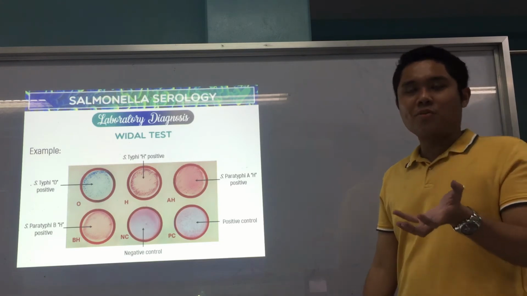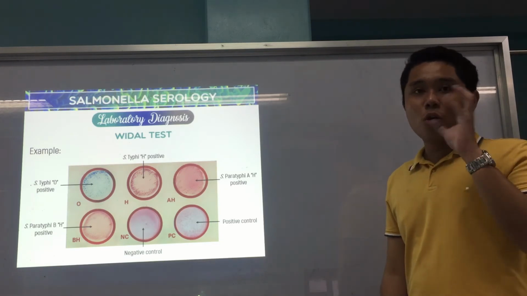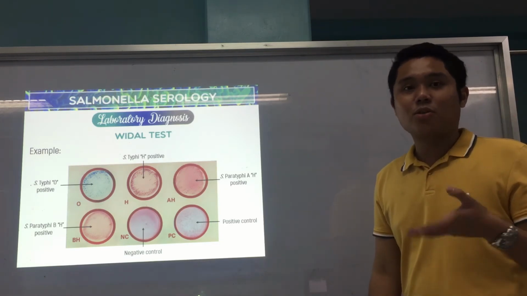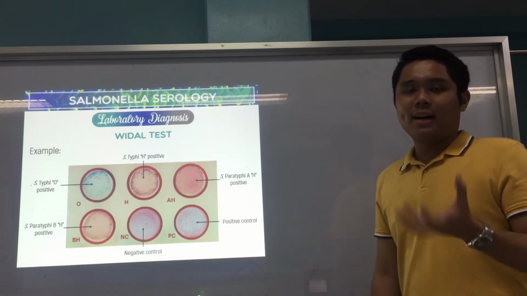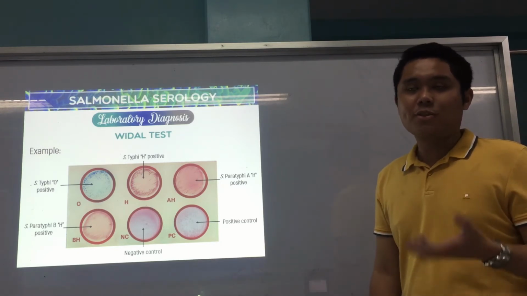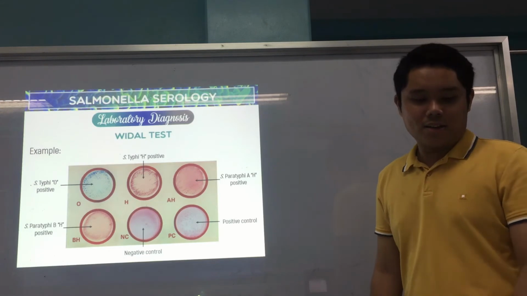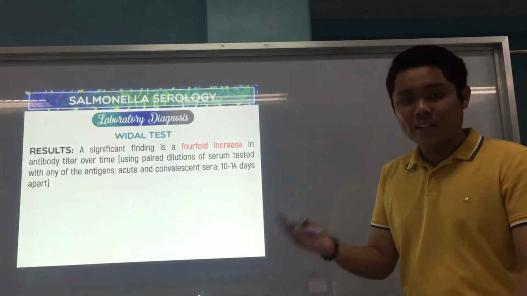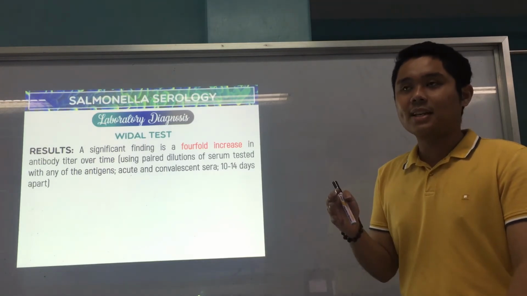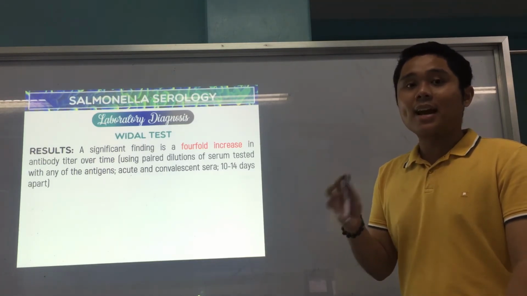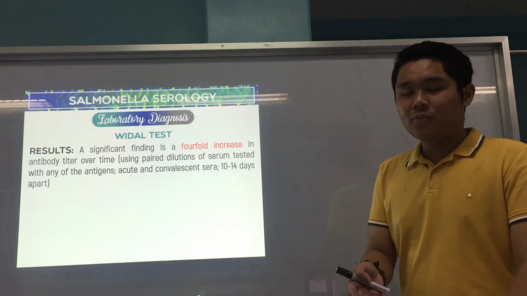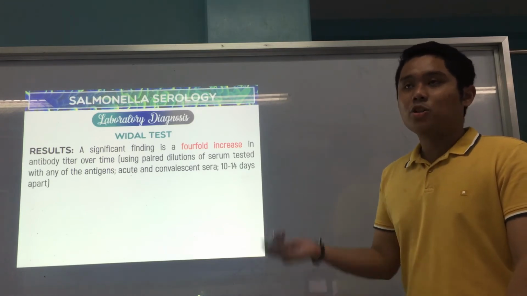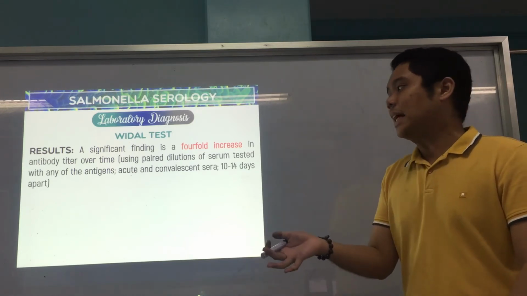Again, although it's simple to perform, you need to correlate the interpretation of the results with the patient's history and medical history, okay? Travel history, vaccination history, okay? Alright. Now, for the Widal test, significant finding, 4-fold increase as always. So, a 4-fold increase from the sera of the patients in the acute phase of the infection and convalescent. So, if 4-fold increase, then that's significant, okay?